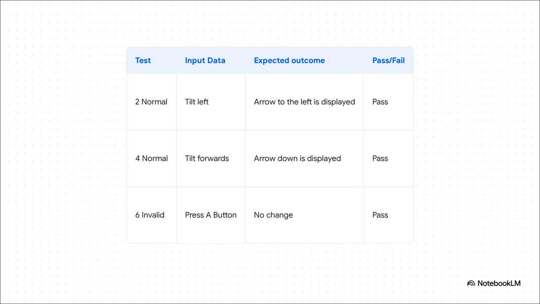And this is what a professional test plan actually looks like. You can see here there are tests for the normal stuff. Test, tilt left. Expected outcome, arrow left. But just as important are the tests for the weird stuff, the invalid data. Test, press button A. Expected outcome, no change. We have to make sure our program doesn't crash or act weird when the user does something unexpected.